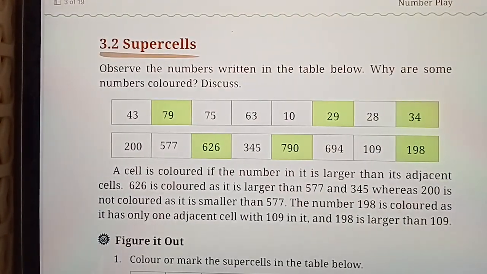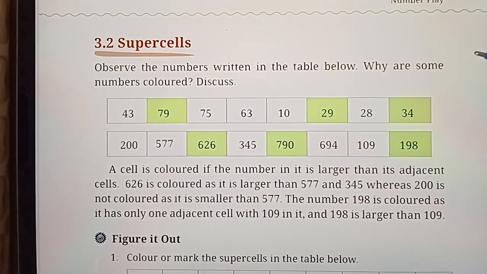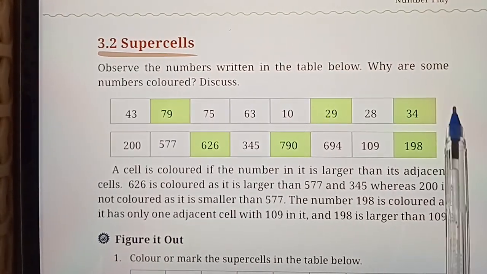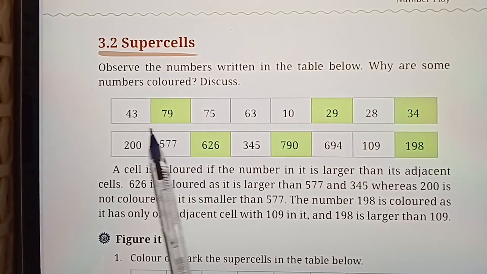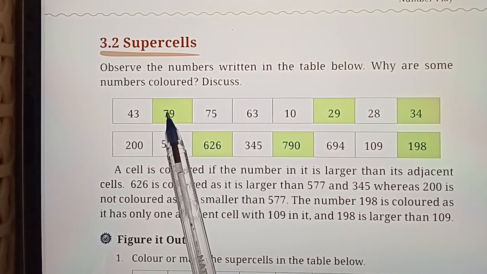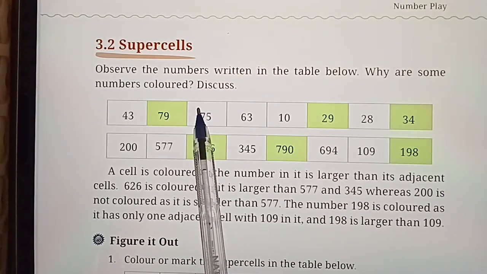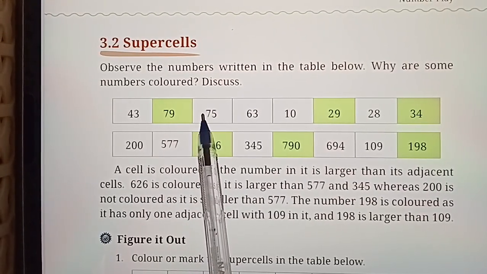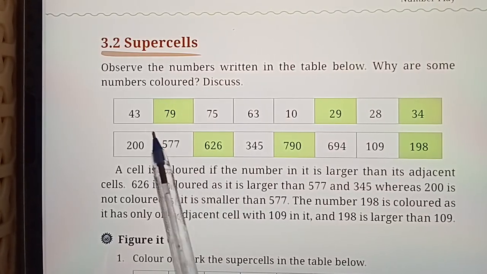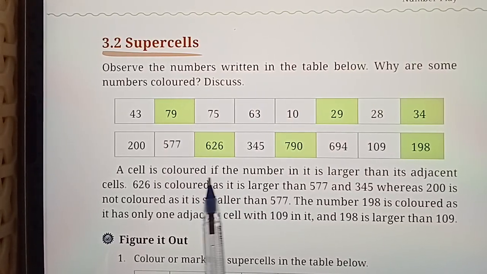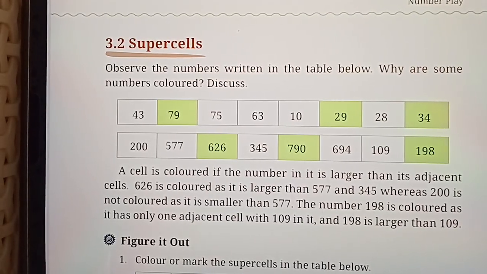And then the next topic is supercells. Now, if you observe the same pattern like over here, you can see there is a whole row with colored numbers. And if you look, you can see the colored cell is having a number greater than both of its sides. So if you look here, 43 and 75 are lesser than 79. That means 79 is greater. So that means a cell is colored. See, a cell is colored if the number is larger than its adjacent cells. So this is what this tells.